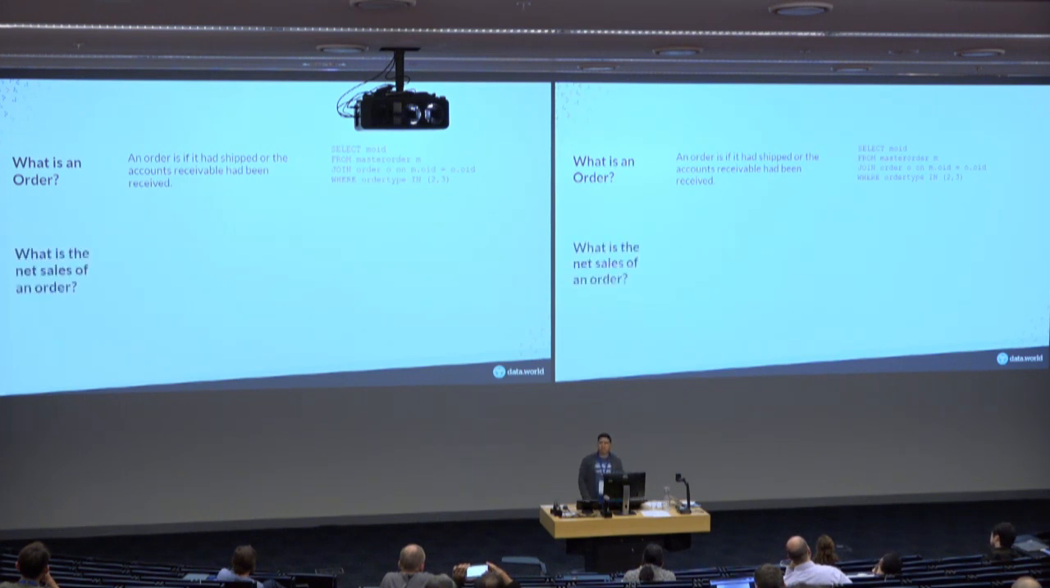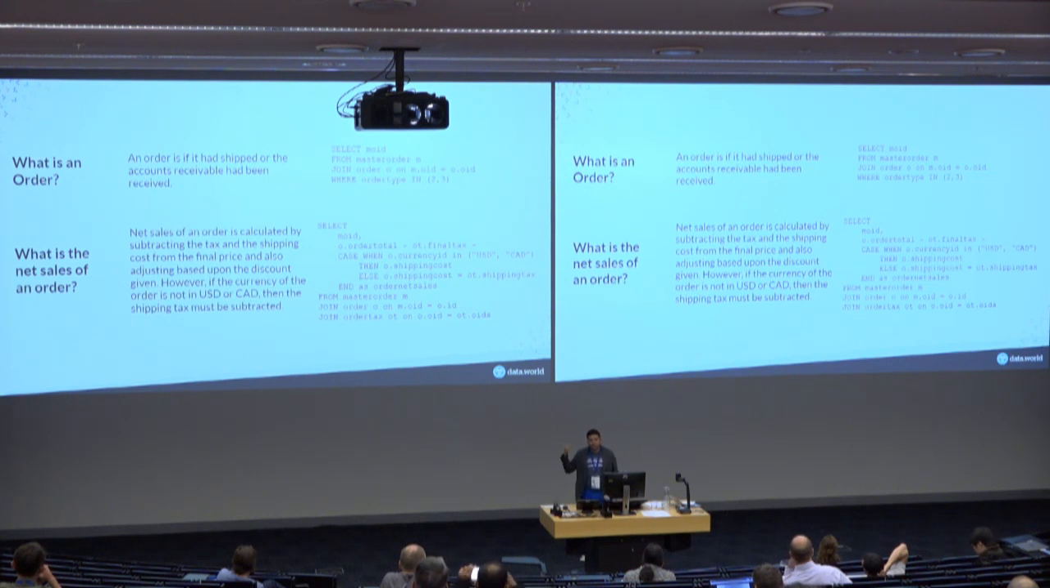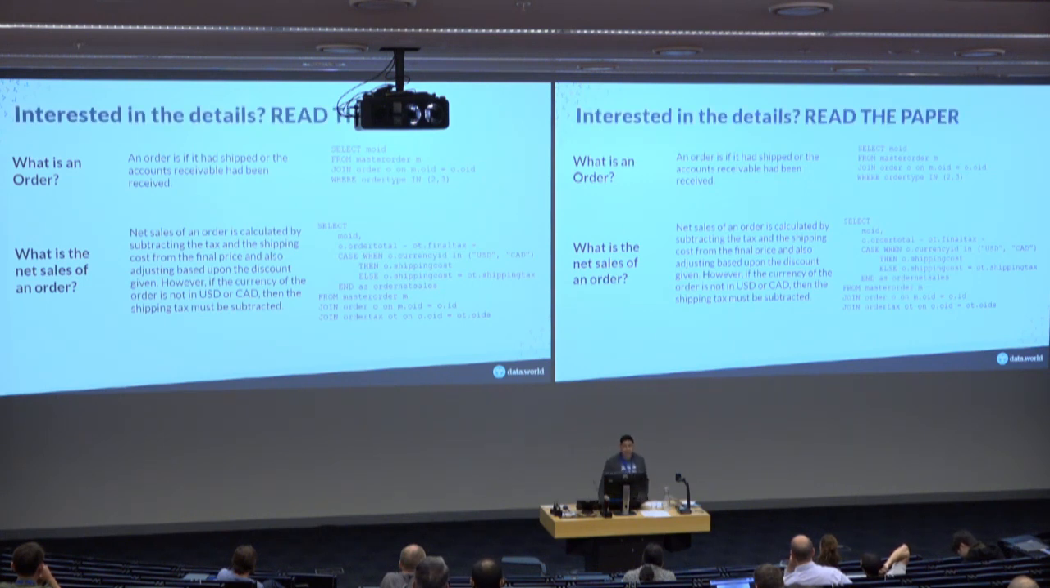What is the net sales of an order? The net sales of an order in finance is the gross minus the taxes minus the discounts. But for this organization, that's the definition of the net sales of an order, and that's the SQL query. This is the mapping that represents that. Right? How the heck are we ever going to identify this automatically, if not even the humans will agree? Interested in the details? Please read the paper.